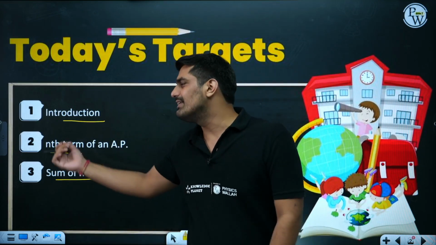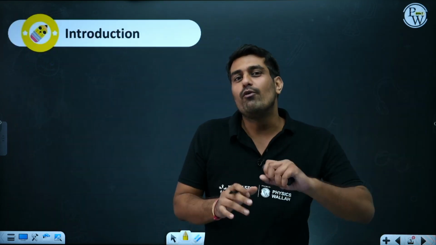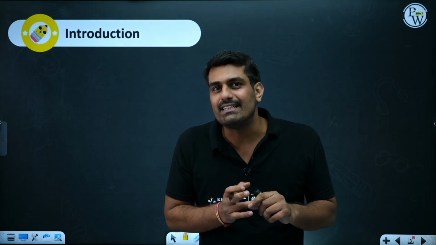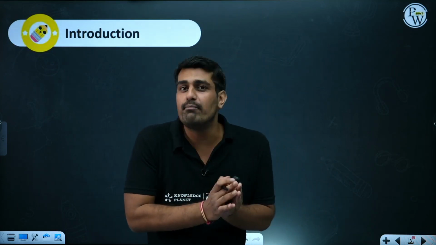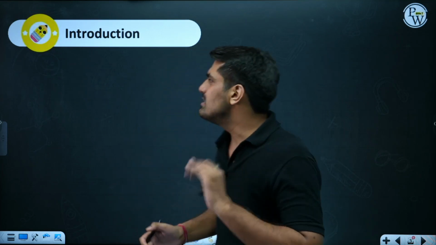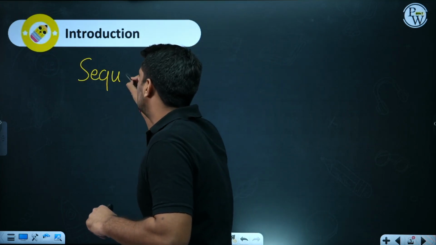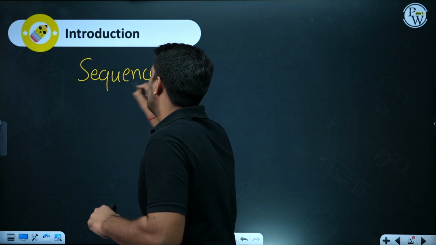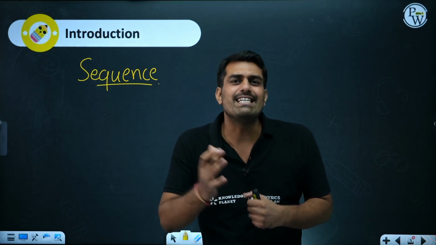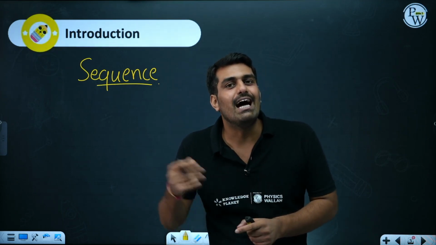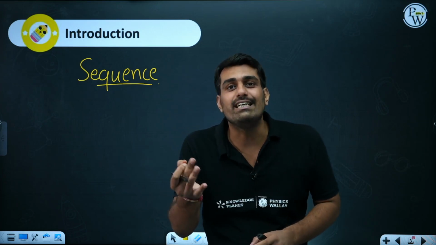First, we'll start with the introduction. Before I talk about arithmetic progression, I want to bring to your attention a few new terms. I hope you would have heard about them. The first term I have in my mind is sequence. Have you heard this term before? Now, when someone asks whether this is a sequence or not, how do you define a sequence? A sequence is basically a list of numbers which are following some logic or pattern.